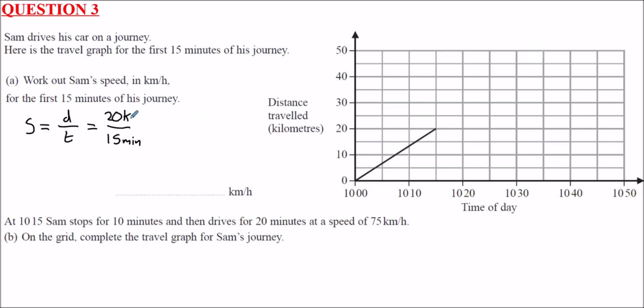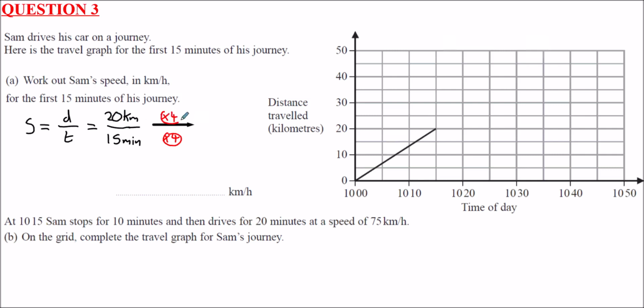So his speed is 20 kilometres per every 15 minutes. But we want this speed in kilometres per hour. 15 minutes obviously is not an hour, so what could we multiply this by in terms of getting a full hour? Well, 15 times 4 would give us a full hour, and if we times the bottom of a fraction by a certain value, to keep it the same value, we multiply the top of it by the same value too.